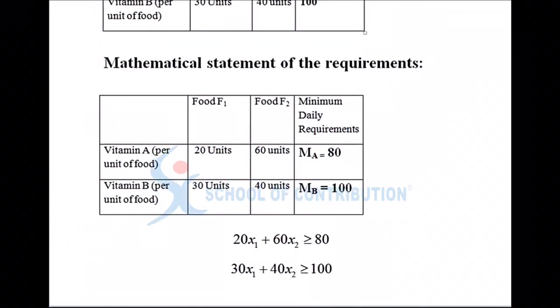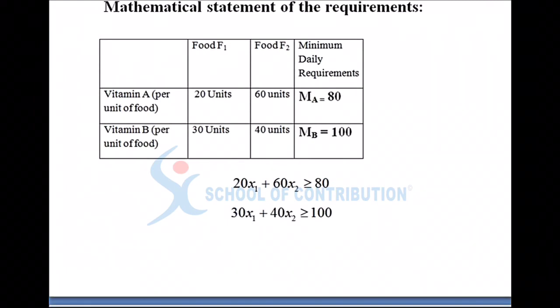In step number 3 we mathematically state the requirements. Okay, now we do not know the mixture of food F1 we purchase. We also do not know the mixture of food F2 we purchase. So we let X1 be the quantity of food F1 we purchase, and X2 the quantity of F2. So X1 quantity contains 20 units of vitamin A and 30 units of vitamin B. X2 contains 60 units of vitamin A per unit basis and 40 units of vitamin B per unit basis.